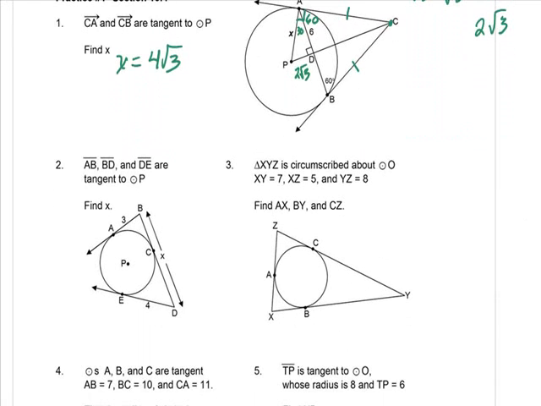Okay, number 2. AB, BD, and DE are tangent to circle P. So guys, let's first look at tangent segments BA and BC. They both start from point B, so what can you conclude? They're congruent. So what's the length of BC? 3.